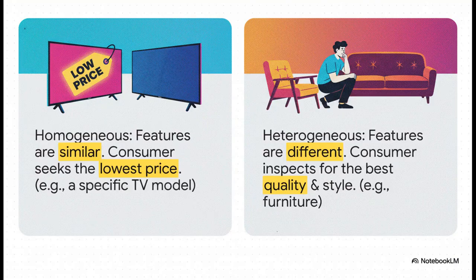And just like convenience goods, shopping goods have their own little subcategories. With homogeneous goods, you see the products as pretty much identical. So what's the deciding factor? Yep, the lowest price. But with heterogeneous goods, the features matter a lot.